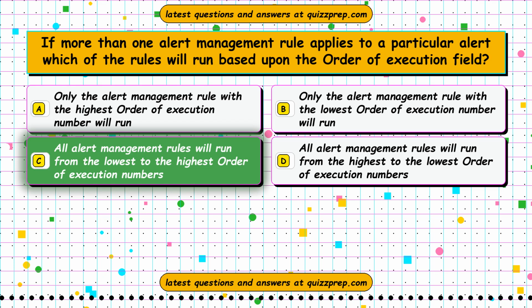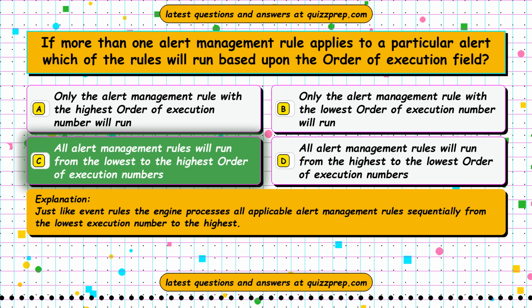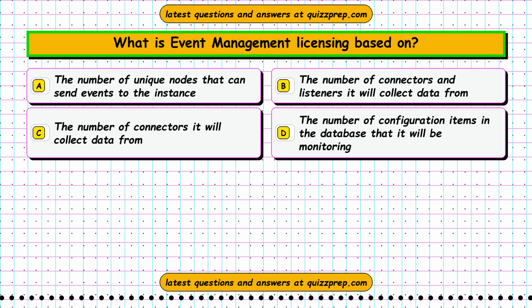The correct answer is option C. All alert management rules will run from the lowest to the highest order of execution numbers. Just like event rules, the engine processes all applicable alert management rules sequentially from the lowest execution number to the highest.